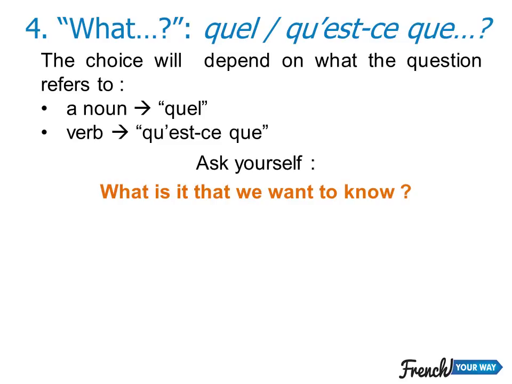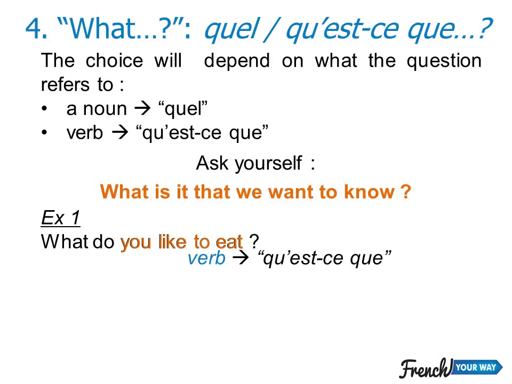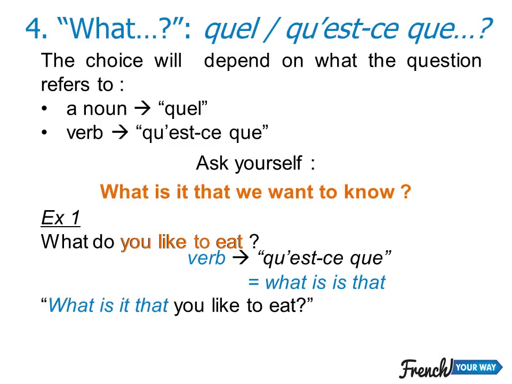Ask yourself, what is it that we want to know? First example. If you want to say, what do you like to eat? Ask yourself, what is it that we want to know? We want to know what you like to eat. You like to eat is a verb, so you will use qu'est-ce. By the way, qu'est-ce literally means what is it that. So when you're asking, what do you like to eat? You're really asking, what is it that you like to eat? Qu'est-ce que tu aimes manger?